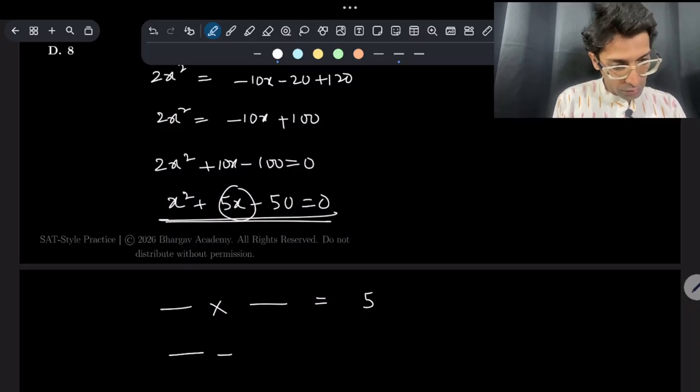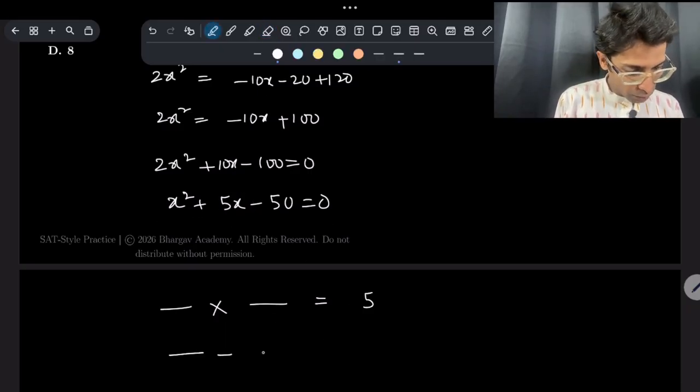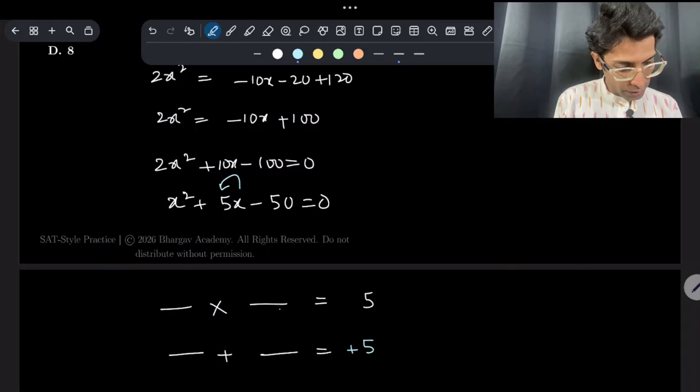So to split the middle term, what is the procedure? If I add two numbers, I should be getting the coefficient of x, which is plus 5 here. And if I multiply the two numbers, I should be getting minus 50, which is the constant term. So I have to find these two numbers.